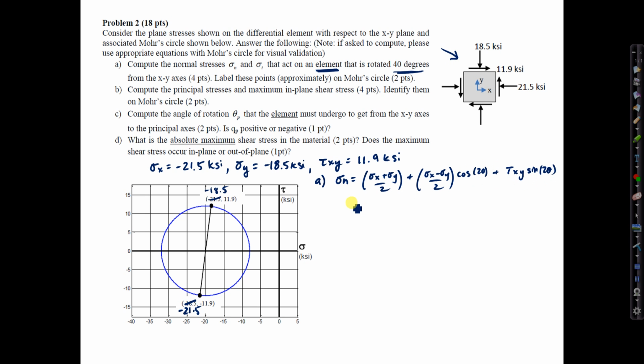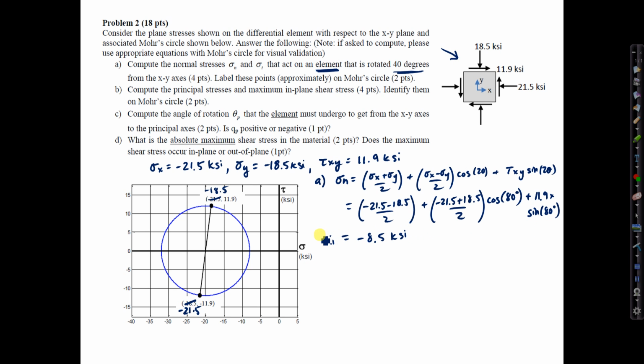This is what a lot of you like to call plug and chug. Put the values in, negative 21.5 minus 18.5 over 2, plus negative 21.5 plus 18.5 over 2. Have to be very careful with signs. Cosine of 80 degrees plus the 11.9 times a sine of 80 degrees. That computes to negative 8.5 KSI for sigma n.